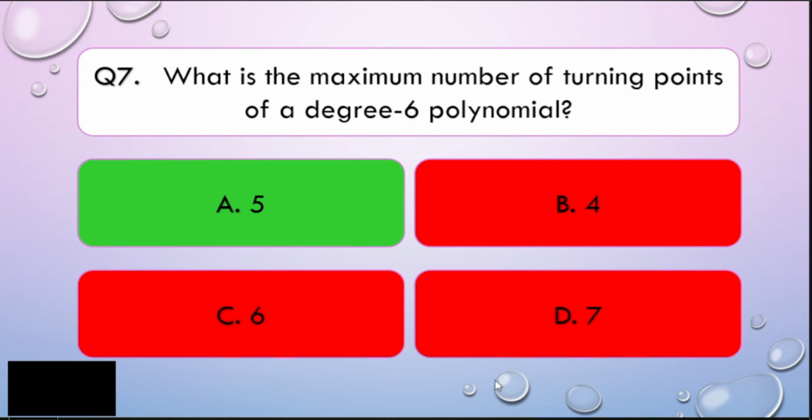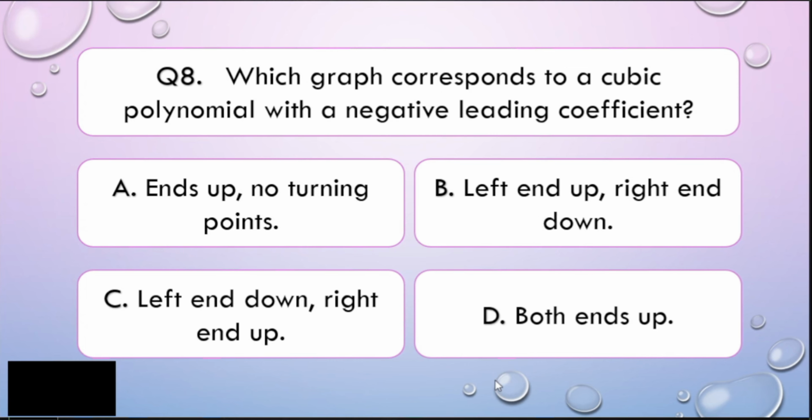Now let us go to question number 8. Which graph corresponds to a cubic polynomial with a negative leading coefficient? Is it A, both ends up, no turning points; B, left end up, right end down; C, left end down, right end up; or D, both ends up? I'll give you 5 seconds to think about your answer.